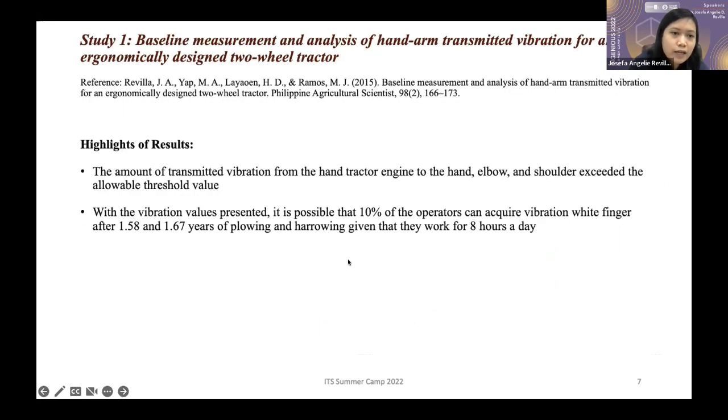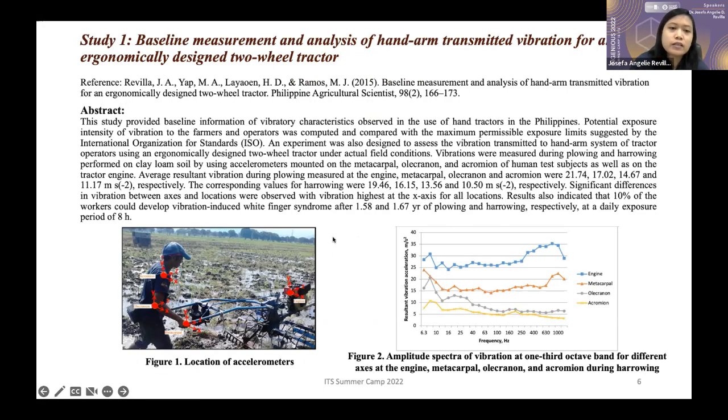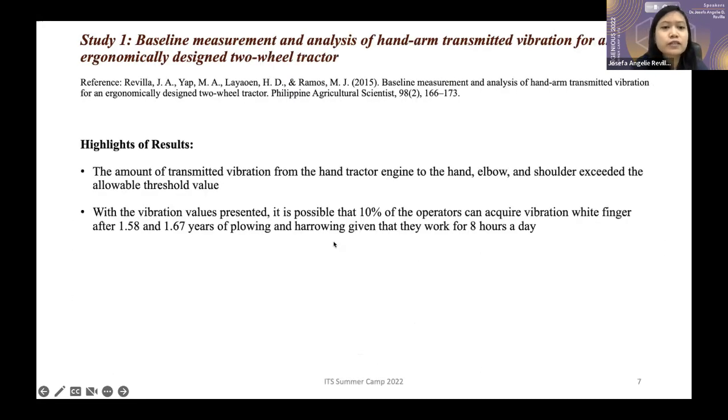So to give you the highlights of the results, we figured that the amount of transmitted vibration from the hand tractor engine to the hand, elbow, and shoulder exceeded the allowable threshold value. They all exceeded the exposure action value and exposure limit value, which are, we can say, the safe values required by the international standard. With the vibration values presented, it is possible that 10% of the operators can acquire vibration white finger, which is quite similar to hand-arm vibration syndrome, after 1.58 and 1.67 years of plowing and harrowing, given that they work for 8 hours a day.